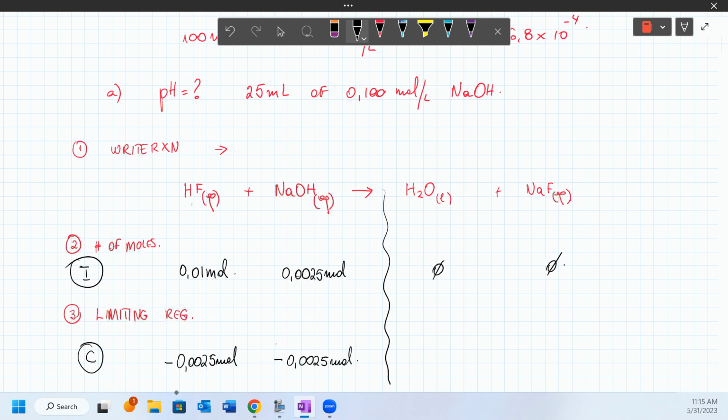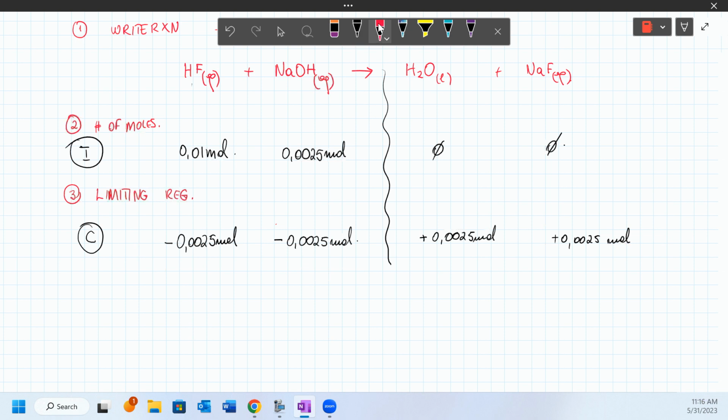And then, moving to the product, we will have a positive 0.0025 moles of water, even though it doesn't affect the pH. For the sake of being fair, we write that down. And for NaF it is the same.